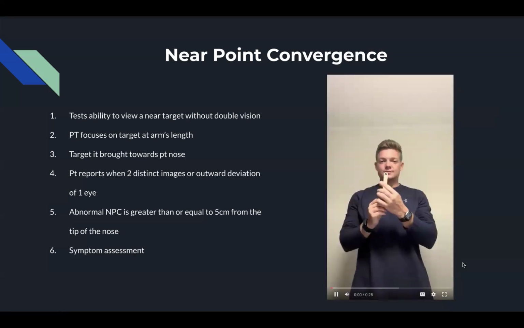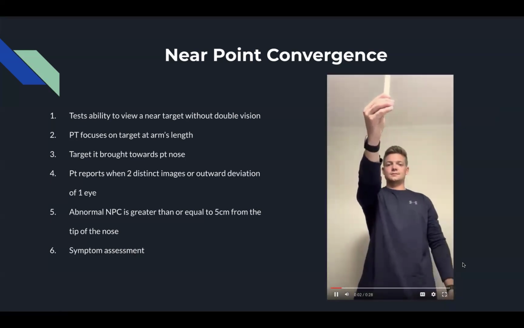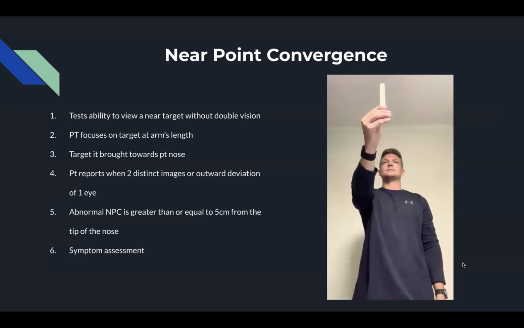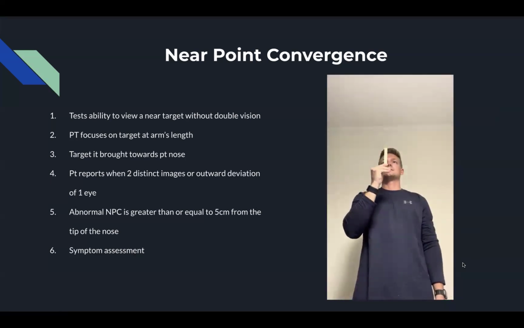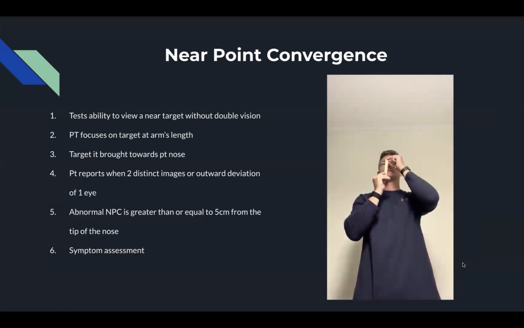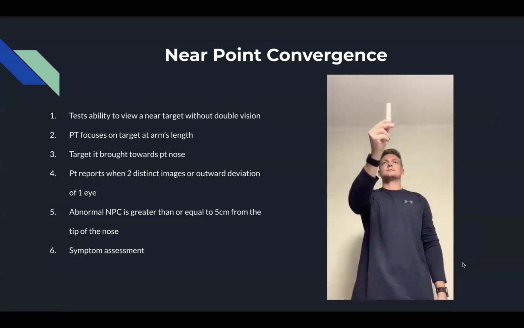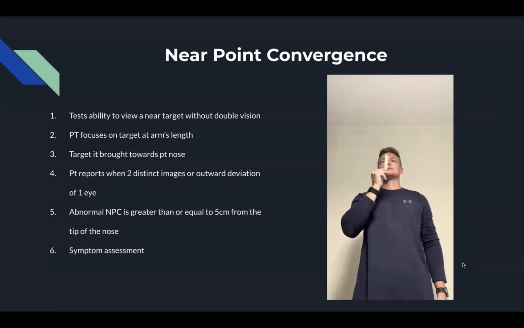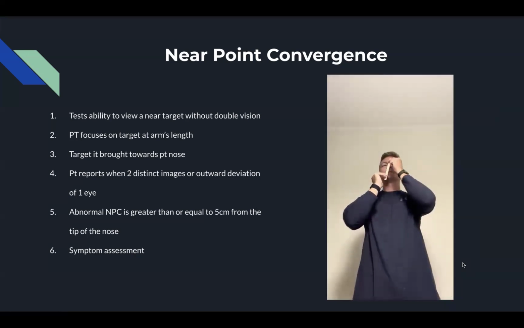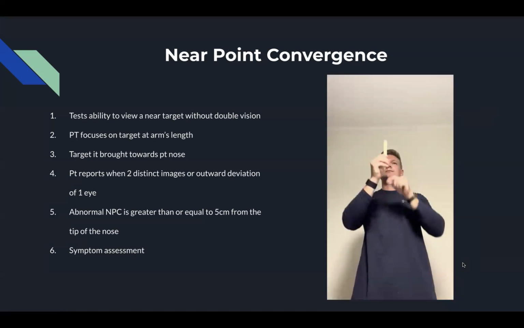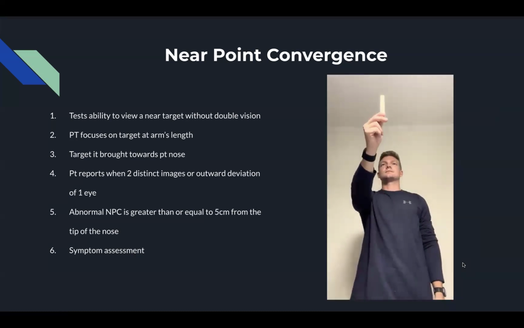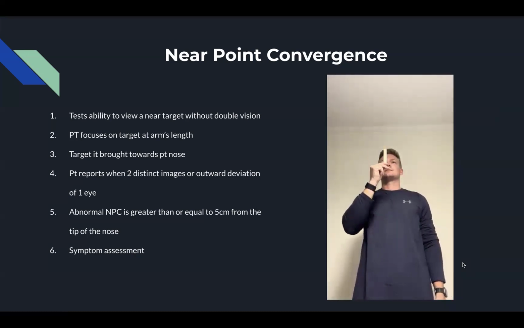So we'll see this in the exam here. So the X is the target, outstretched arm from the patient. They will slowly bring it in, and then they will report to the clinician if they see double or if the clinician notices an outward deviation of the eye. And at a normal score, this is greater than or equal to 5 centimeters from the tip of the nose. You complete this a total of 3 repetitions. This is the third one.